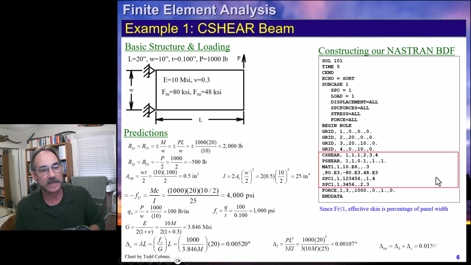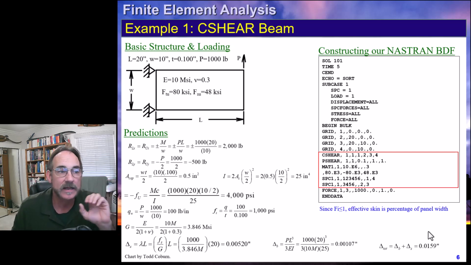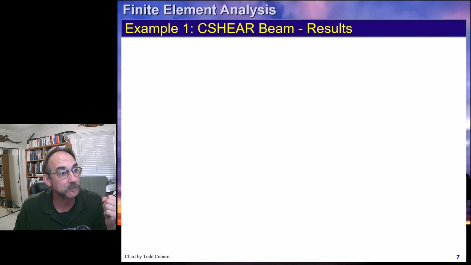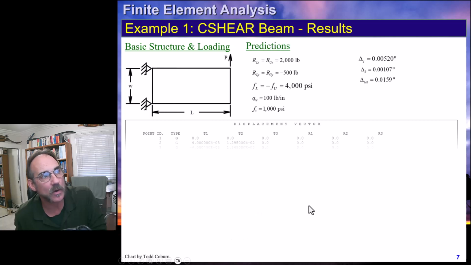And the total vertical deflection would be about 0.0159. So these are our predictions. This is what we're looking for to compare our output to what should have happened for this really simple model here. So let's go ahead and run this in NASTRAN.